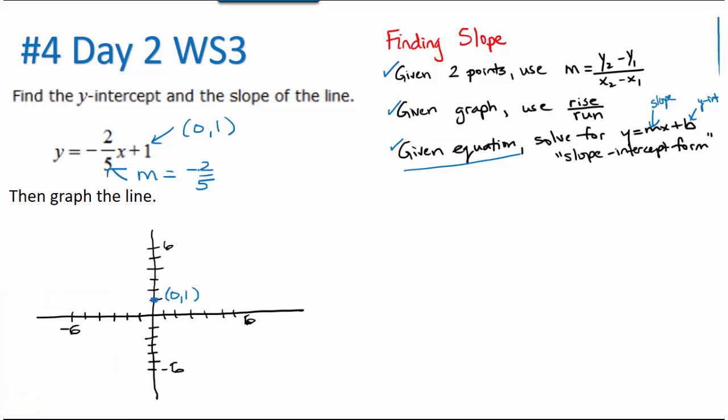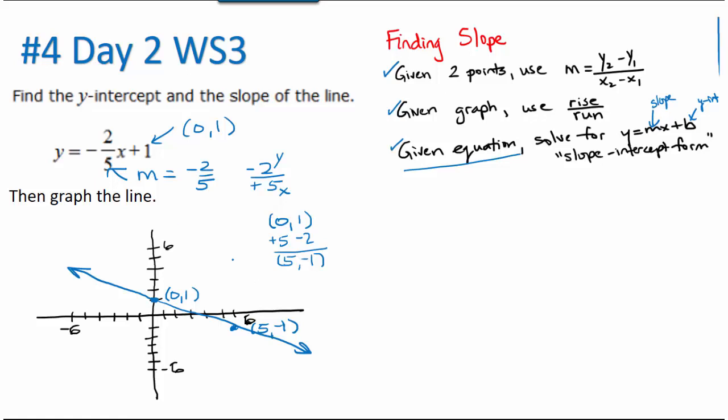The slope is negative 2/5, which I can interpret as negative 2 divided by positive 5. So the rise is down 2, the change in the y, and the change in the x is up 5. You can always subtract 2 from the y and add 5 to the x, and that puts us at 5, negative 1. Or you can go down 2 and to the right 5 and end up at 5, negative 1 that way. So here we have a graph of the line.